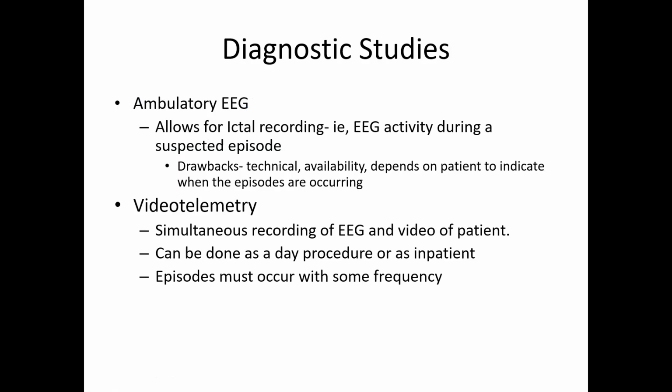With the ambulatory EEG, you can look at the EEG pattern when the patient is having a seizure. You get the patient to wear the EEG throughout, and when the patient has a seizure, you note that time and look at the EEG pattern to see if it's of epileptiform origin or not. Video telemetry is pretty much the EEG plus a video, a simultaneous recording of EEG and video of the patient. It can be done as a day procedure or as an inpatient. You can do this when the diagnosis is doubtful, but these are not commonly done.